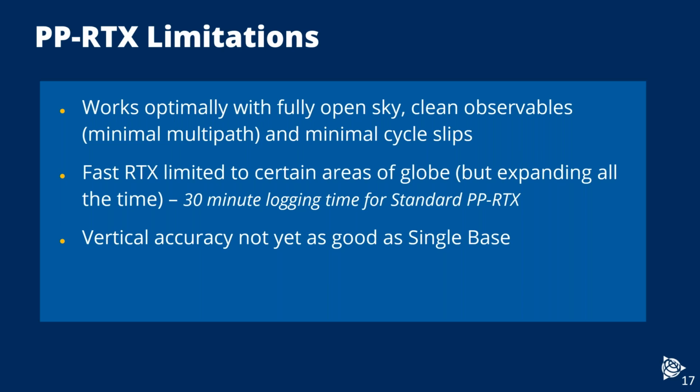And outside of fast regions, you can still generate an accurate result, but you will need 30 minutes of logged data. And finally, the accuracy of the vertical position of PP-RTX is not yet as good as when a local base station is used. The local base station can produce accuracies of 5 centimeters RMS, while PP-RTX can produce 6 centimeters RMS. So again, we're off by just 1 centimeter there.